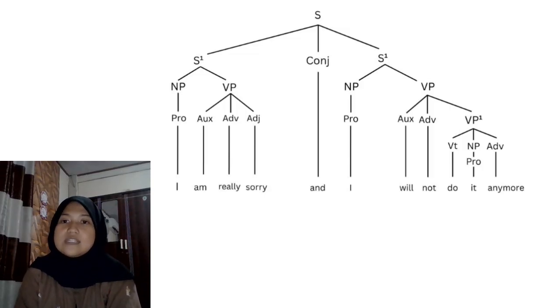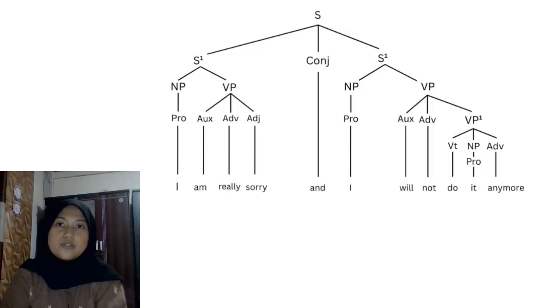So we can see that the subject of the clause is I, while the rest of the information is contained in the verb phrase. The adverb really modifies the adjective sorry, making the apology sound stronger. Moving to the middle of the tree, we have the conjunction and. Its role is simply to connect the two clauses, since both clauses can stand on their own as complete sentences. This makes the sentence a compound sentence.